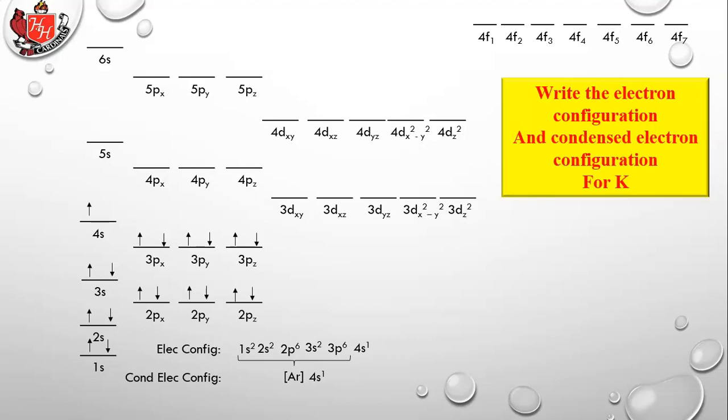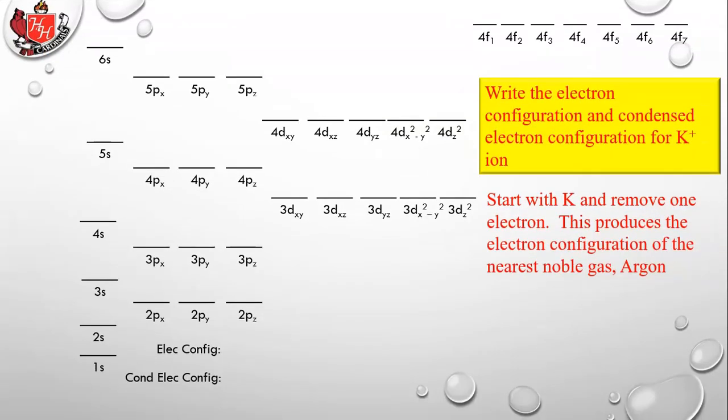So anywhere you have a noble gas, you simply write that noble gas's abbreviation in square brackets, and then you only have to write everything that comes after that noble gas. So here, instead of writing everything from 1s2 up to 3p6, we just wrote Ar in square brackets because that's what that electron configuration is. And then we added the 4s1 for potassium that came after the Ar. So that's the condensed electron configuration.